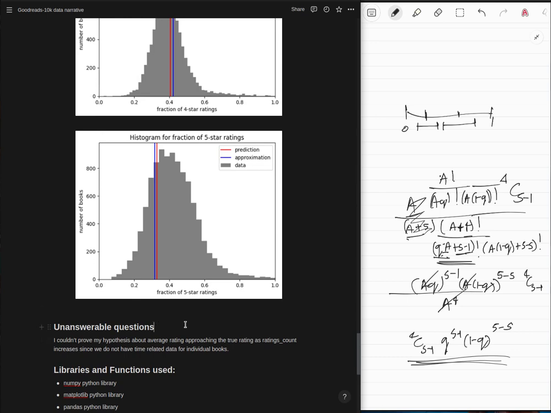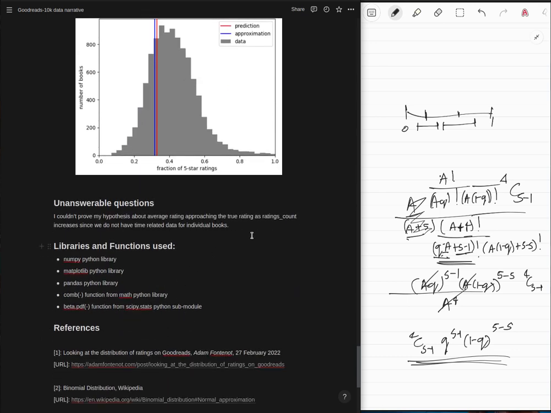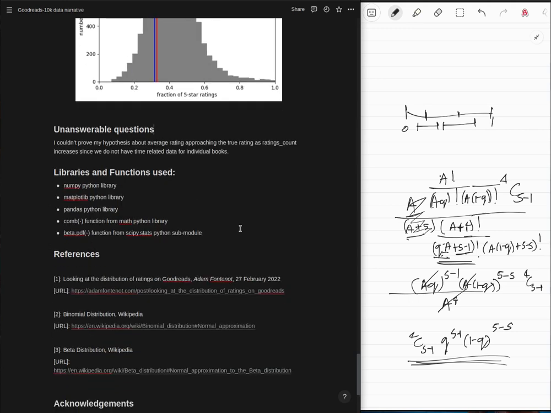Okay, some unanswerable questions from my analysis. I couldn't prove my hypothesis about the average rating approaching the true rating as the rating count increases, because we do not have time related data. I already said that before. Or maybe we do have it, I just didn't see it. I don't know. I actually did it in a week completely. So yeah, I was short on time.